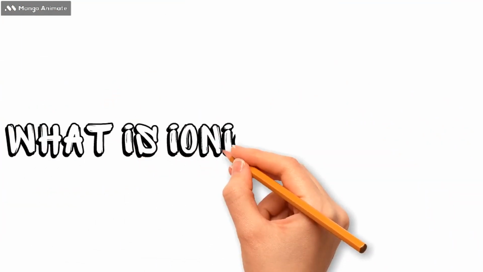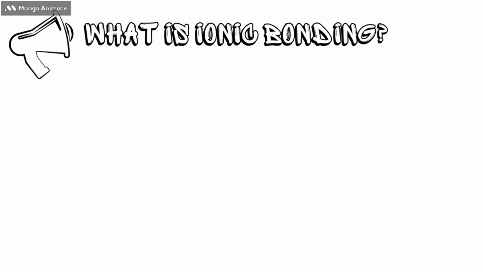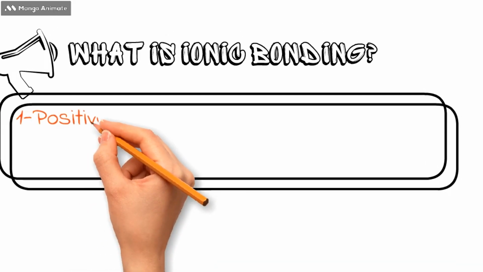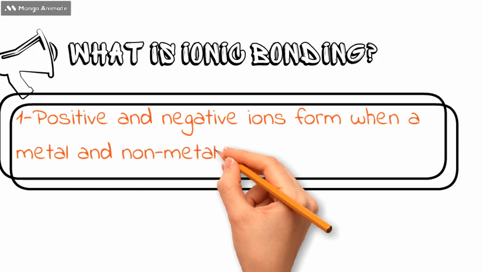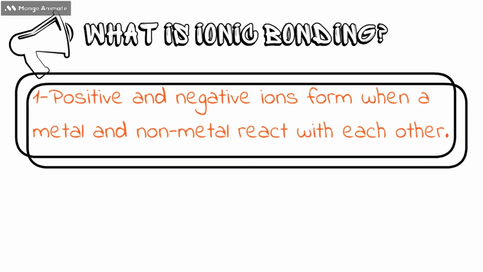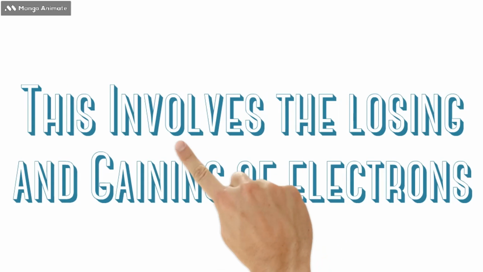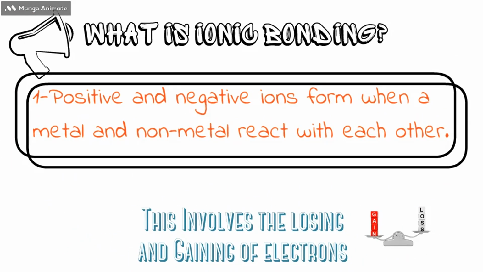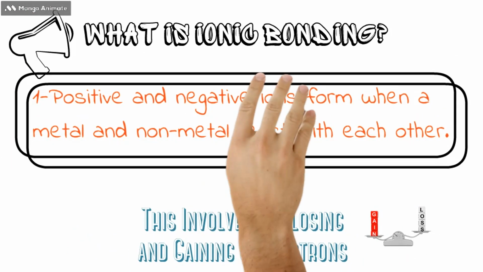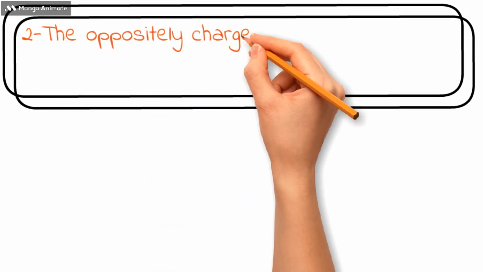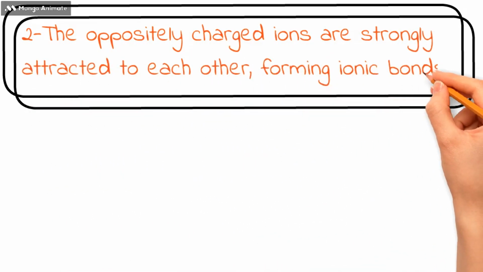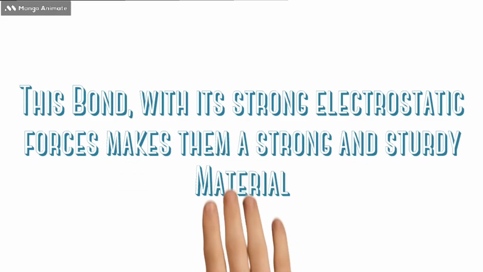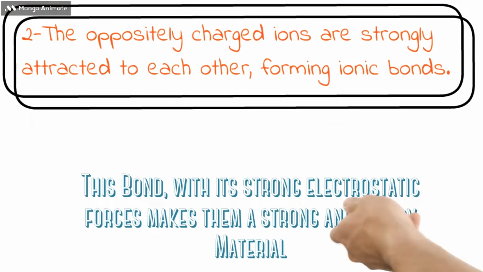What is ionic bonding? Positive and negative ions form when a metal and non-metal react with each other. This involves the losing and gaining of electrons. The oppositely charged ions are strongly attracted to each other, forming ionic bonds. This bond makes them strong and sturdy.